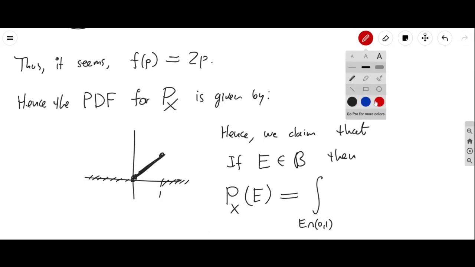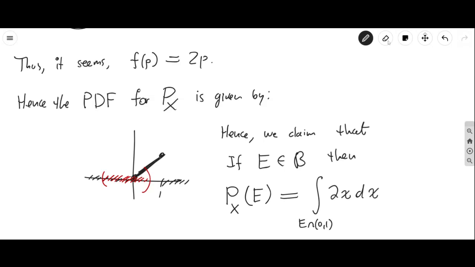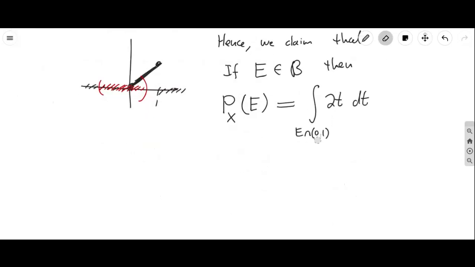So basically, if you have an event, just pretend your event is an interval. You look at the part of the interval that falls between 0 and 1, and you integrate the function 2p, or if you prefer, in more classical notation, you would write 2x dx. This is of course an uppercase X, and this is a lowercase x. They have absolutely nothing to do with each other. If you do not like to use the letter x because it's confusing, use a different letter, so just write 2t dt. This is the more classical notation. So you're just integrating the function 2t over this event intersected with 0, 1.